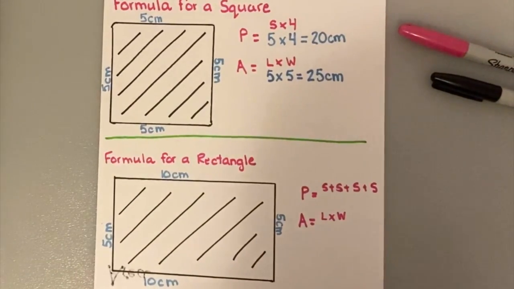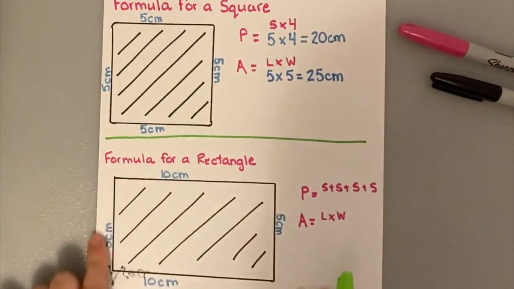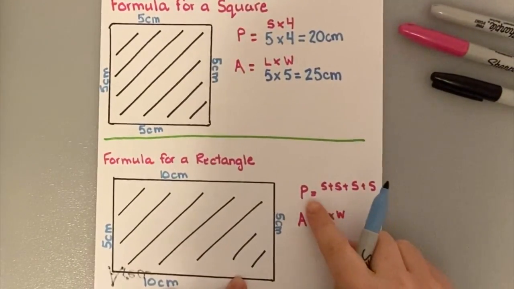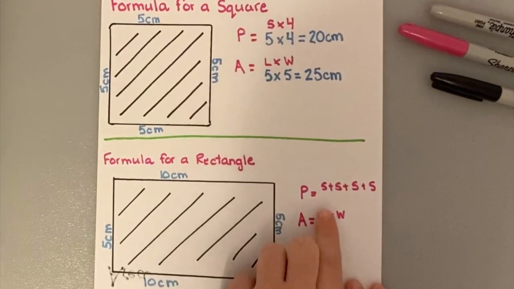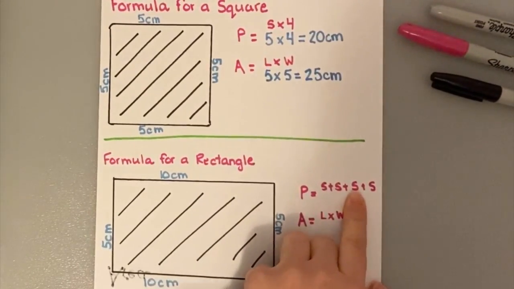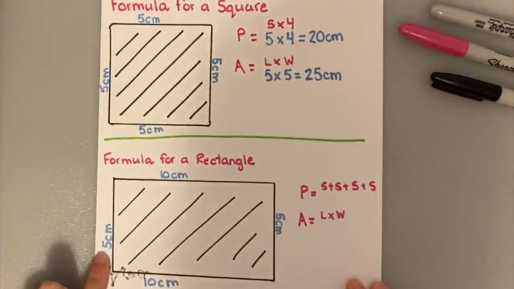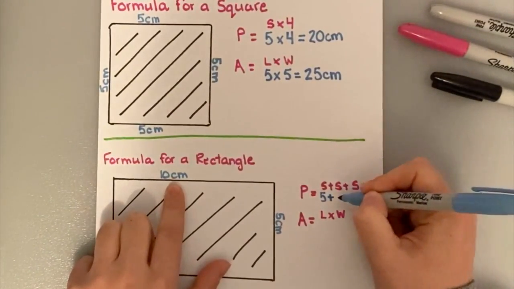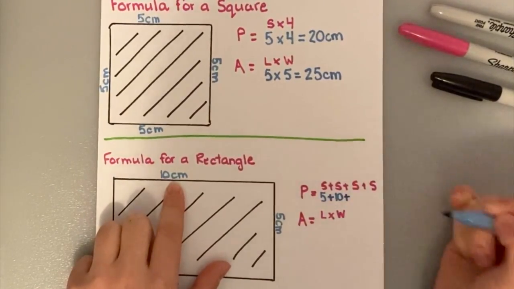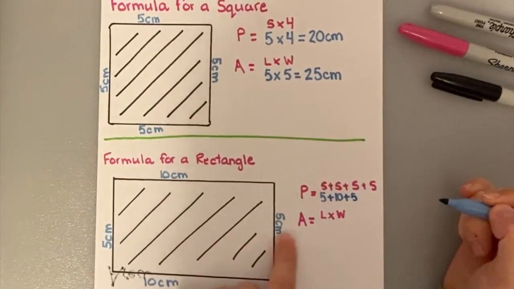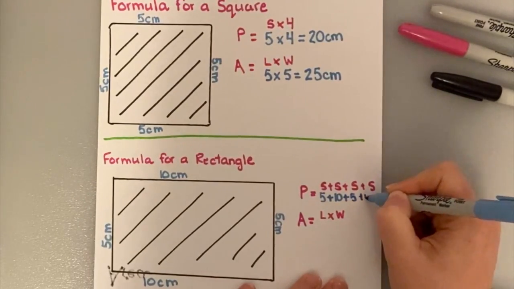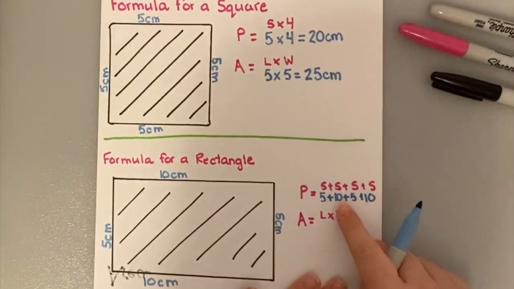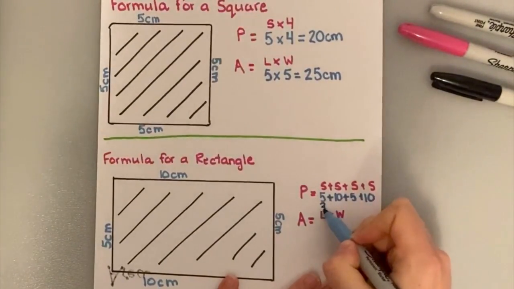Now, to figure out my perimeter and area for a rectangle, it's very similar. So if I take my perimeter for this rectangle, I'm going to do side plus side plus side plus side. So I'll start over here. I'm going to write 5 plus 10 plus 5 plus 10. So 5 plus 5 is 10, plus 10 plus 10 is 30.